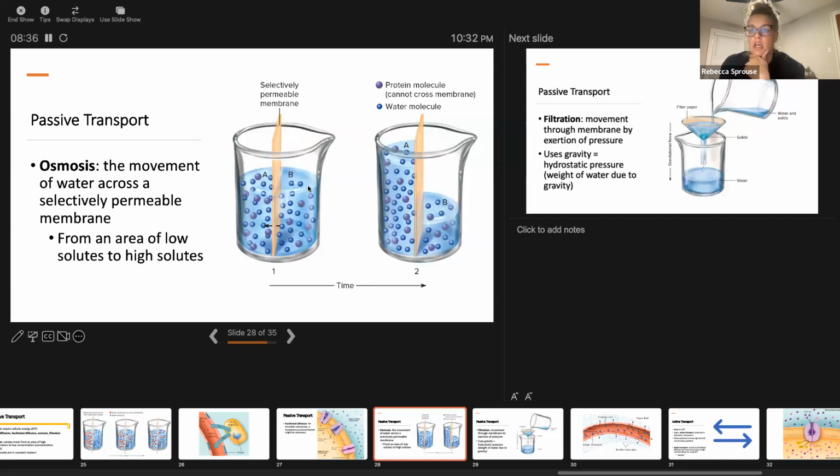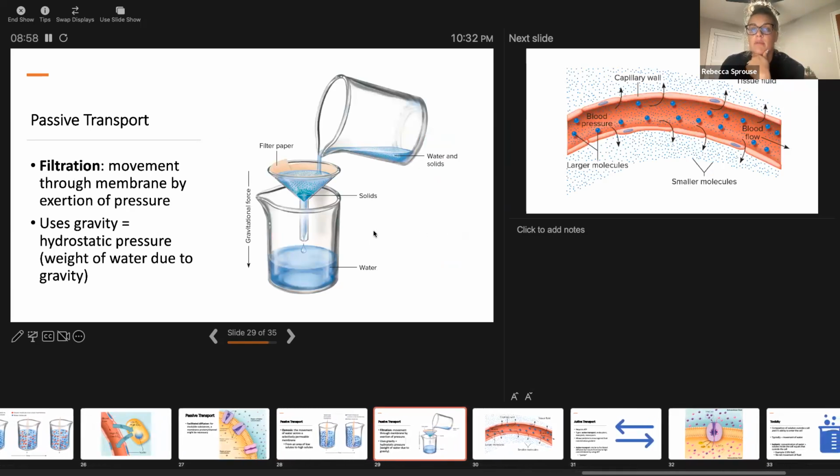Notice how I don't like to talk about it as moving from an area of high water to low water because these water levels look essentially the same. So it's always good to think of it in terms of solutes. Another little rule of thumb to remember is that water always follows solutes. So wherever the higher solutes are, water is going to follow.